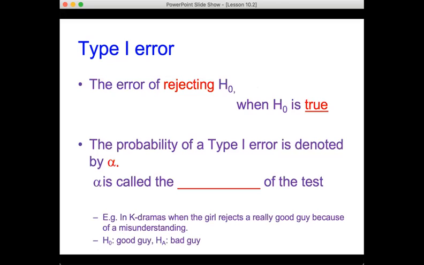So a type 1 error in this case would be that the truth is he is a good guy. But through some misunderstanding, the girl believes he's a bad guy, that he's a jerk. Like she saw him across the street one day hanging out with this beautiful woman, and she's like, oh, he's such a jerk. He's hanging out with this girl when I thought he liked me. But then the truth is that was his aunt. She needed his help with something and he was just helping her. So he's actually a good guy.